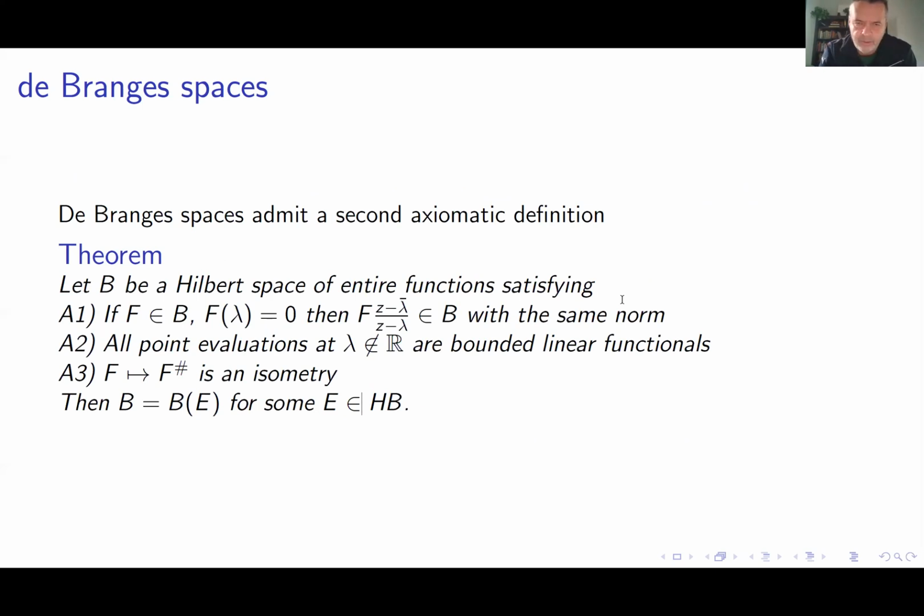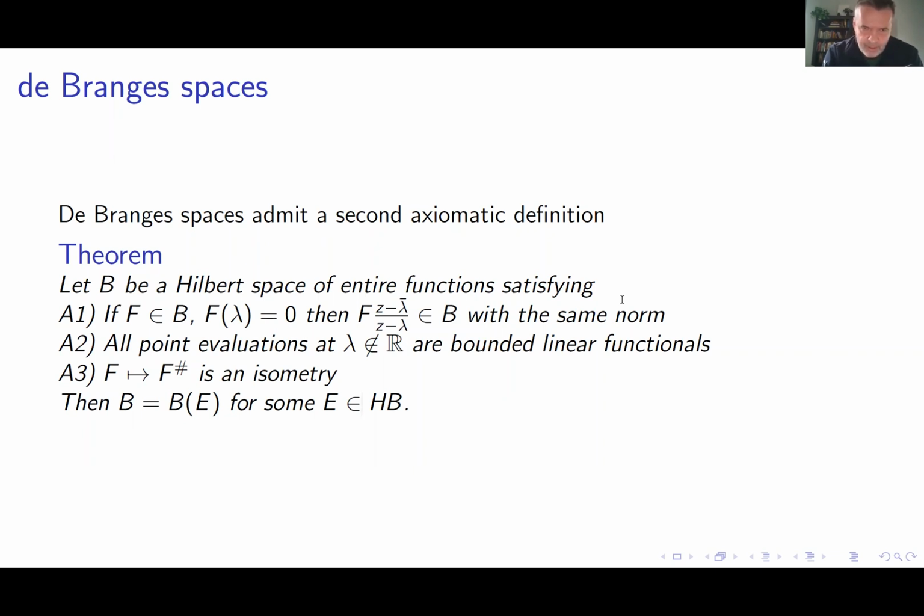And one of the most remarkable things about such spaces is that they admit a second axiomatic definition. So let B be a Hilbert space of entire functions, any Hilbert space of entire functions, and suppose that it satisfies the following three very natural axioms.